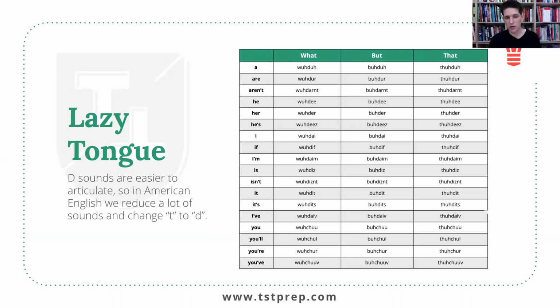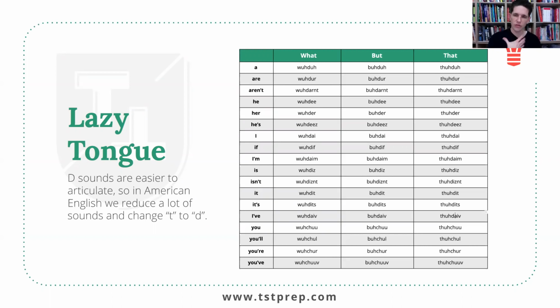We tend to pronounce middle T sounds like D. So what a becomes whata. But a becomes butta. That a becomes thata. I'll do a couple more examples so you can see what I mean. What are, whatter. But are, butter. That are, thatter. What aren't, what aren't. But aren't, but aren't. That aren't, that aren't. Let's do one more. What he, whatty. But he, buddy. That he, thatty. That was a lot easier.